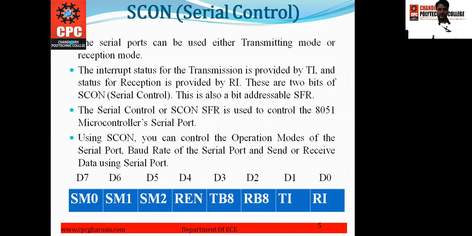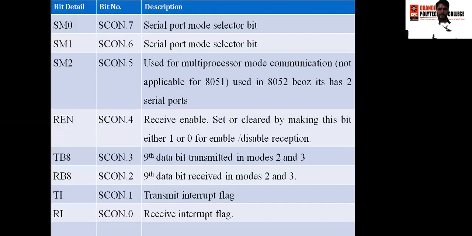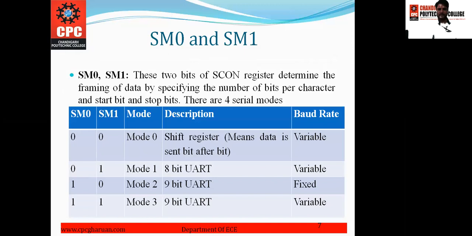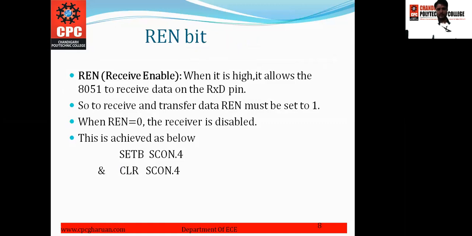Next is the SCON register, which is 8 bits in size. It actually controls the serial port operation. In this, the two bits SM0 and SM1 decide the mode of serial port operation, in which mode the serial port has to operate. The REN bit is to receive the data by making this pin equal to 1. If you make REN equal to 0, then the receiver will be disabled, and it is achieved by using two instructions: setb SCON.4 and clr SCON.4.